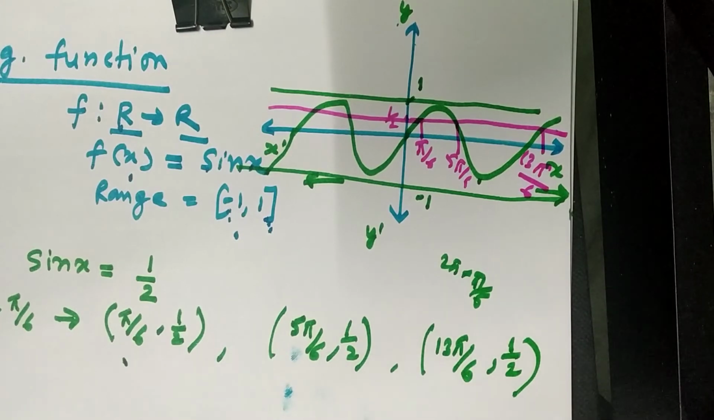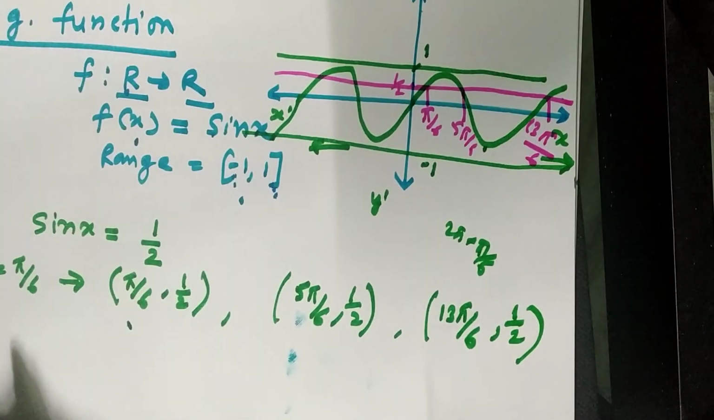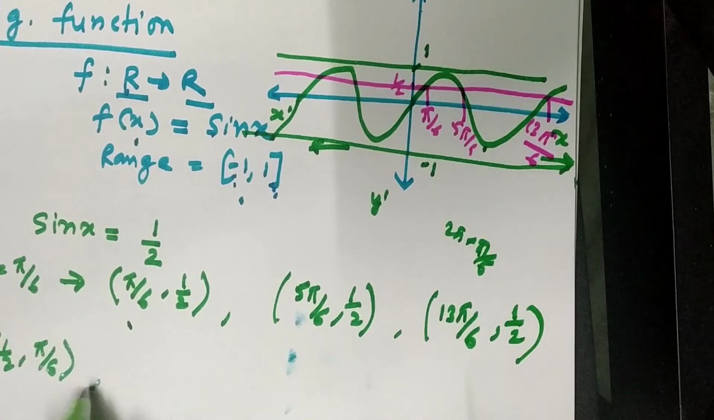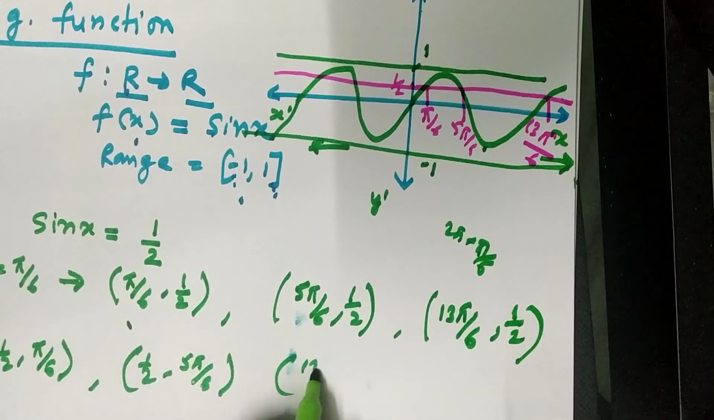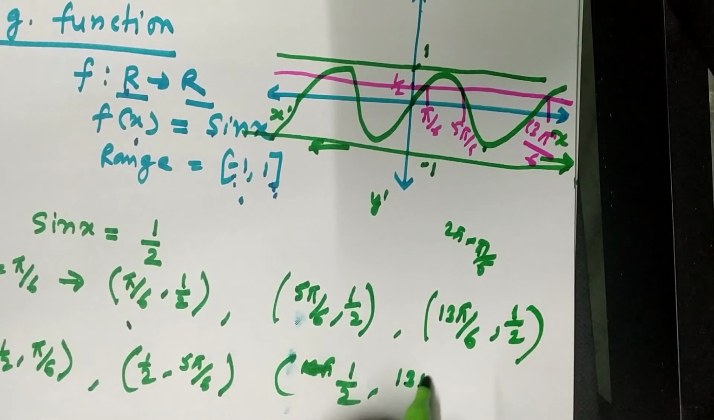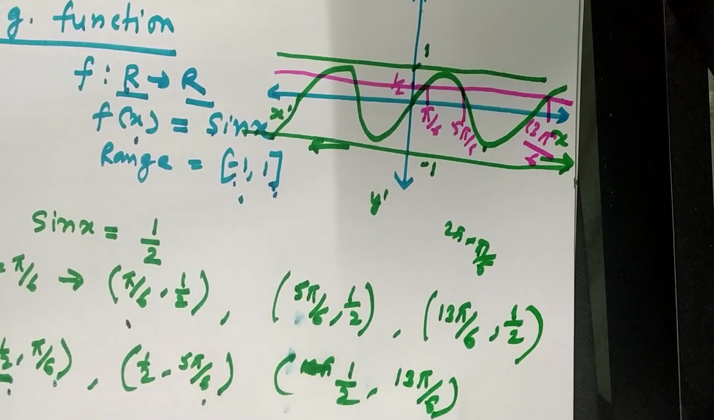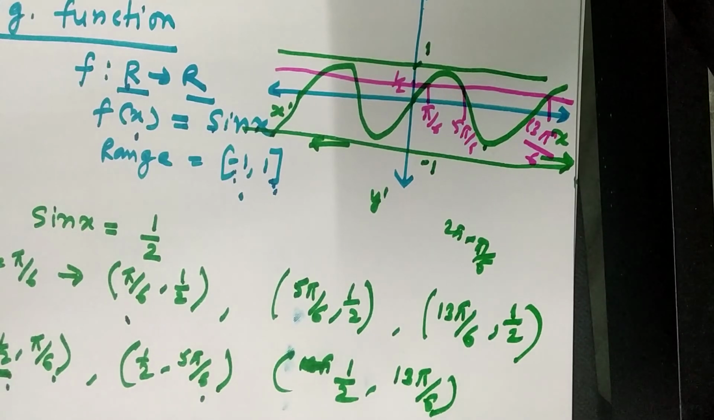Meaning the inverse mapping does not exist. Let us try to find the inverse mapping. What will the inverse mapping be? The inverse mapping will be something like this. Half going to pi by 6, because this will become the input and this will become the output. Half will go to 5 pi by 6, 1 by 2 will go to 13 pi by 6. Meaning the point has got more than one value.